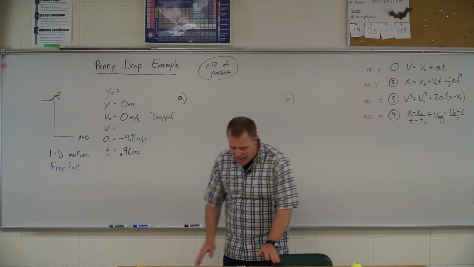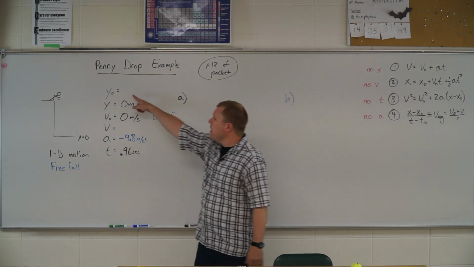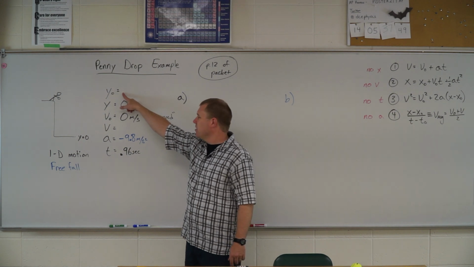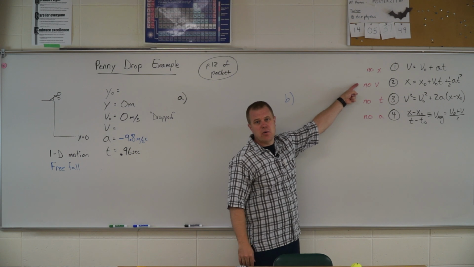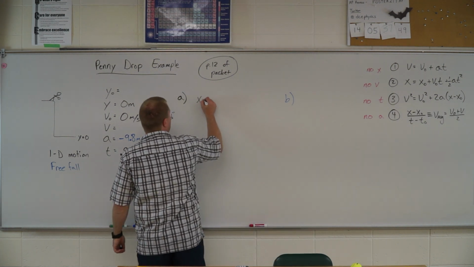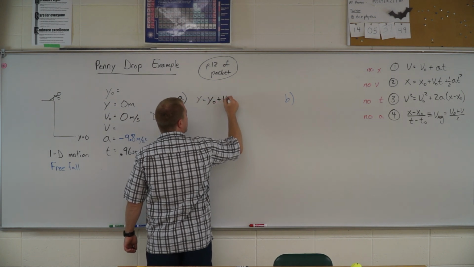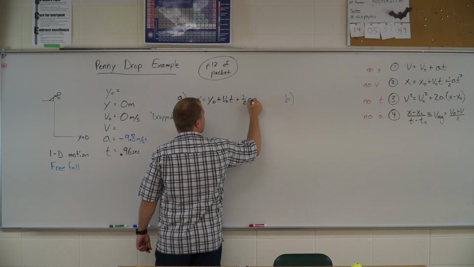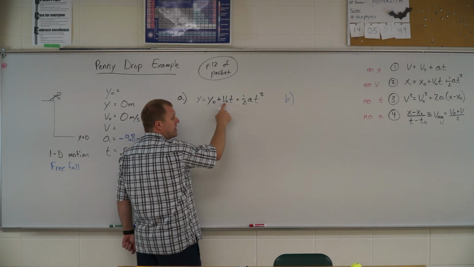Part A asks us, from what height was the penny dropped? So I'm trying to find out what was the initial height it started at. So I don't want to find v final. Pick an equation without v final. Equation number 2 will work for us. So I have y equals y naught plus v naught t plus 1/2 a t squared. Let's cross out anything that's 0. So v naught is 0.